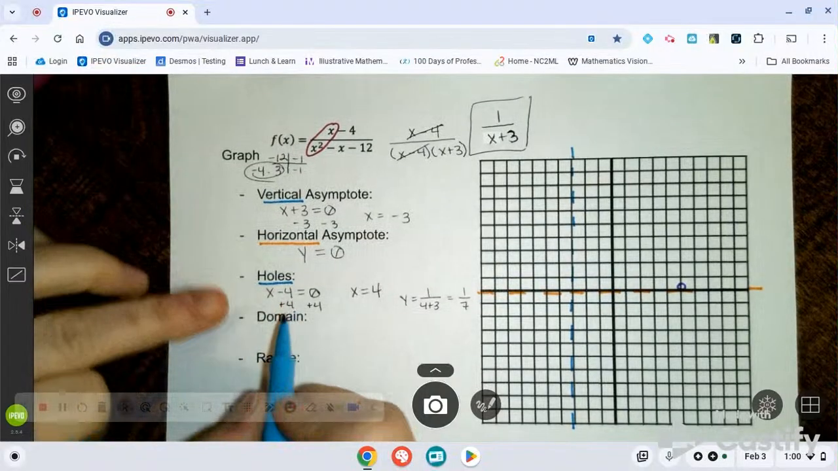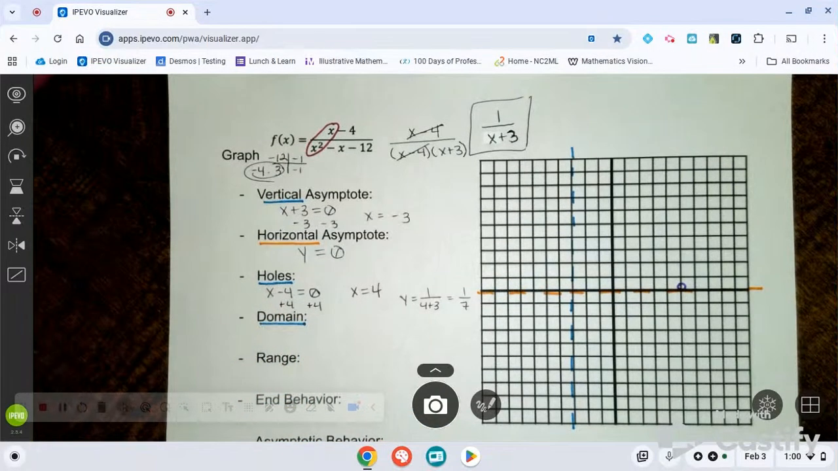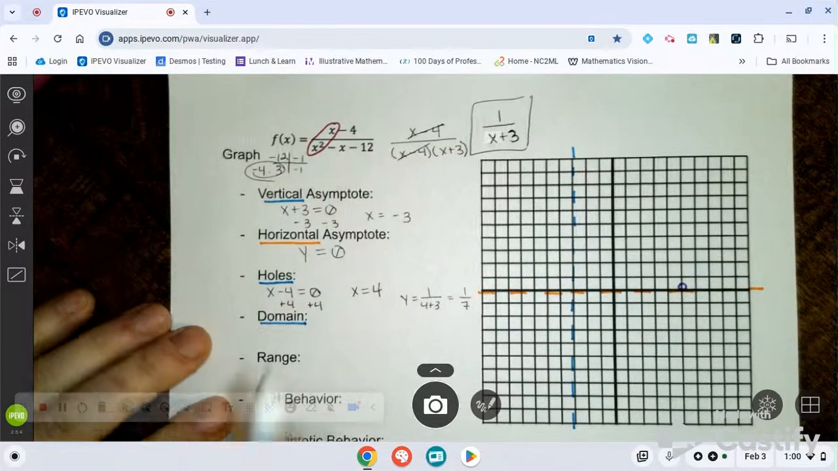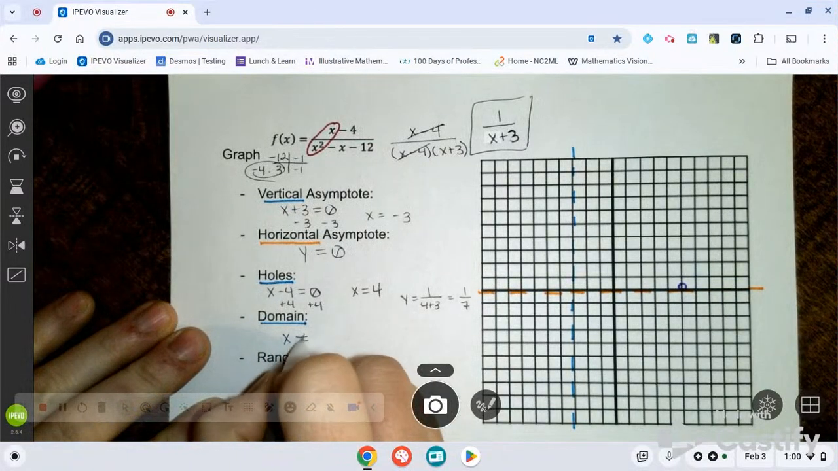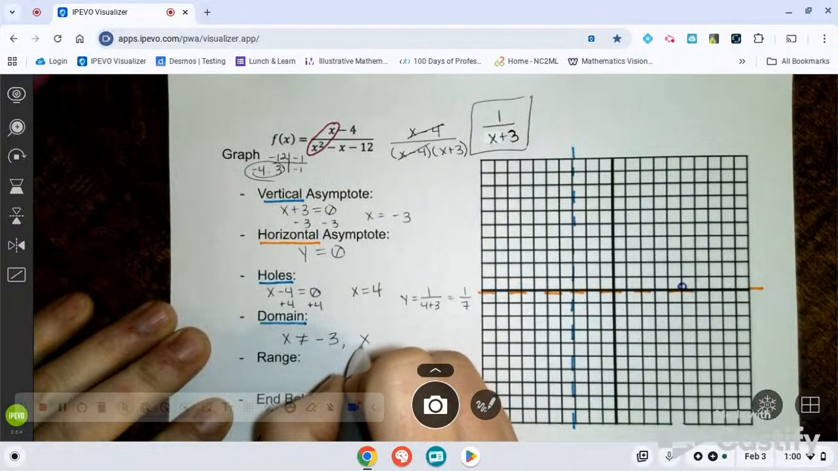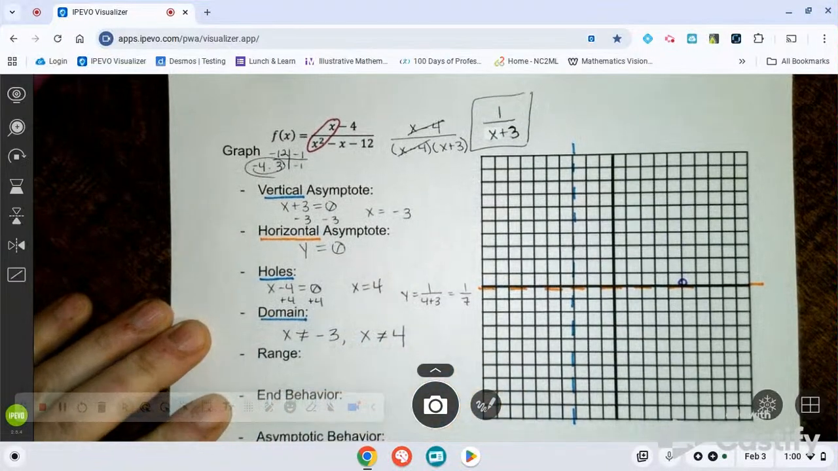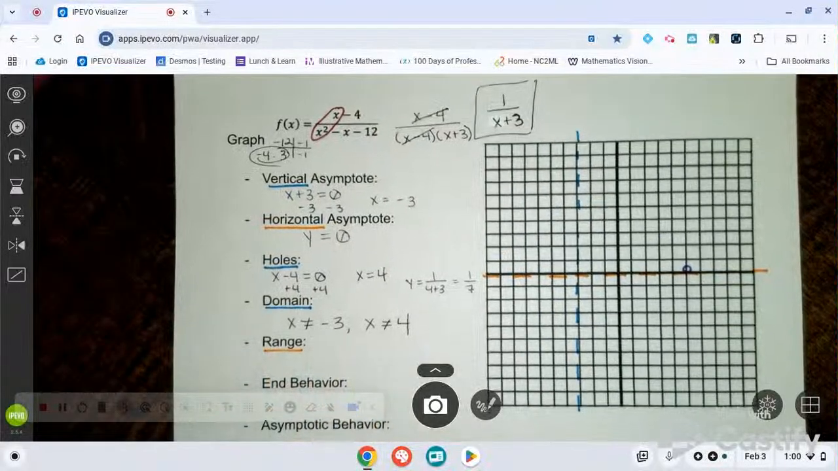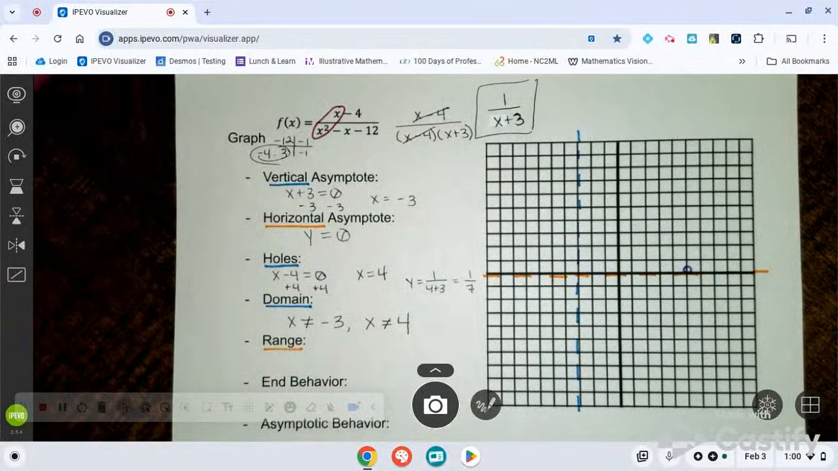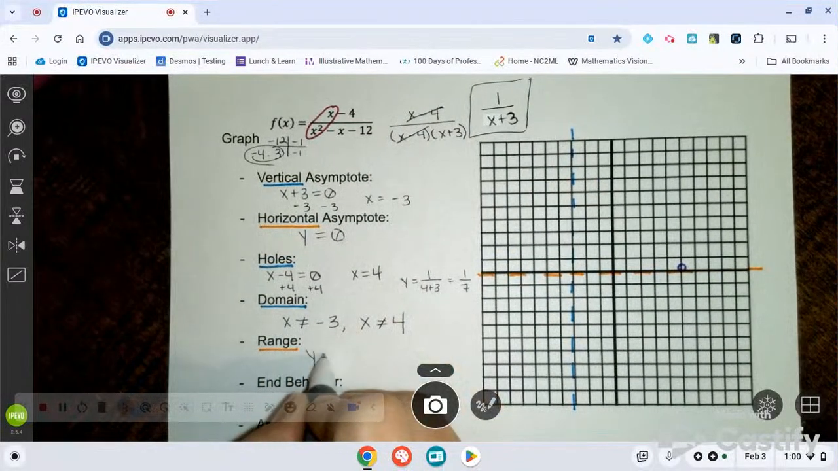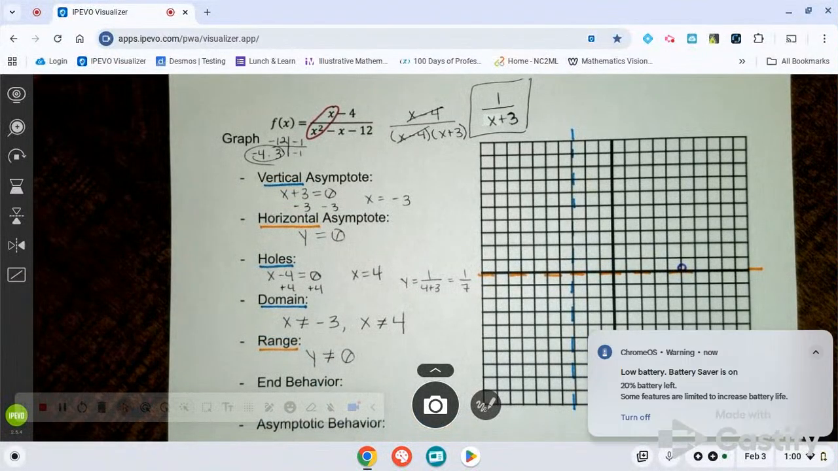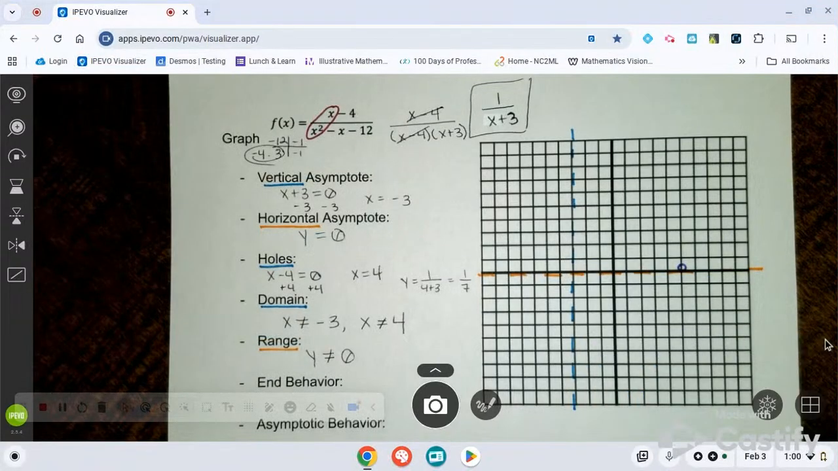So domain is going to match up with the vertical and horizontal asymptote, or excuse me, the vertical asymptote and the hole. So here we have x cannot be negative 3 and x cannot be 4. Our range matches up with our horizontal asymptote. So here our range is y cannot be 0. So let's go ahead and graph this.